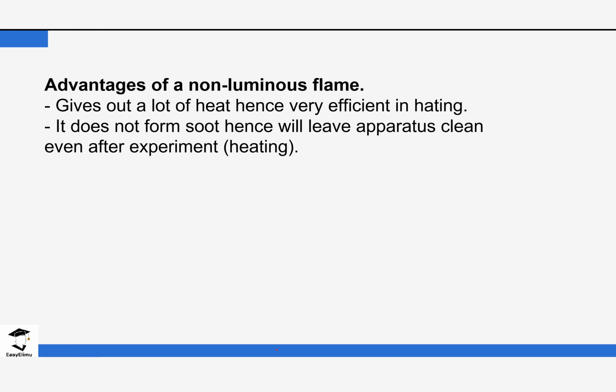So next, we'll look at the advantages of the non-luminous flame. The non-luminous flame is advantageous in that it gives out a lot of heat. It is very efficient in heating. So that is the reason why we prefer it in the laboratory. And then another reason why it's very advantageous is because it does not form soot. So the apparatus are usually left very clean. This is completely contrary to what we notice with a luminous flame. It usually dirties the apparatus.